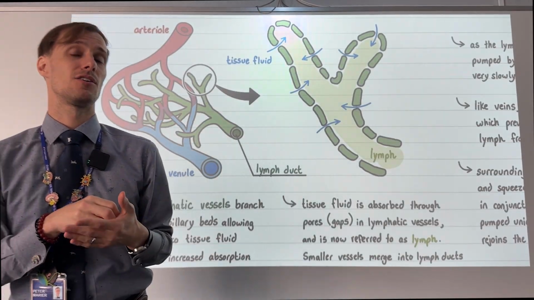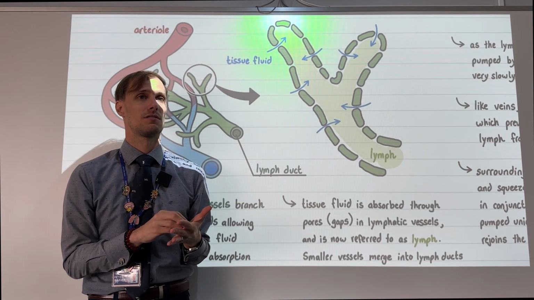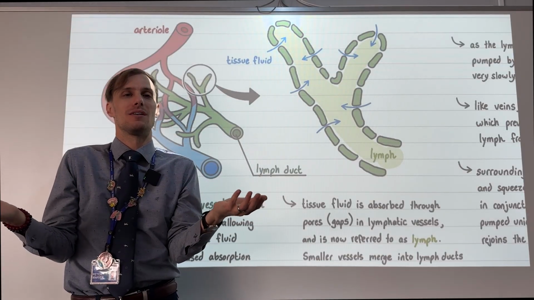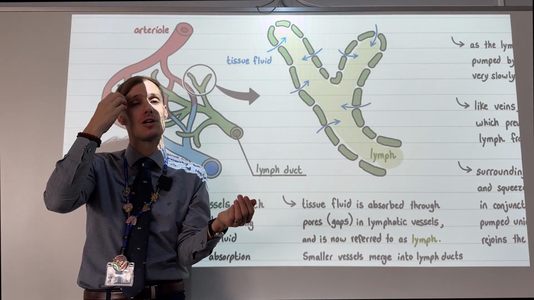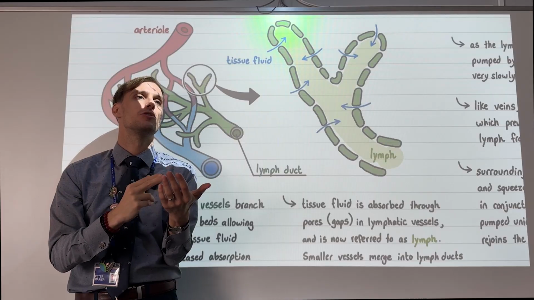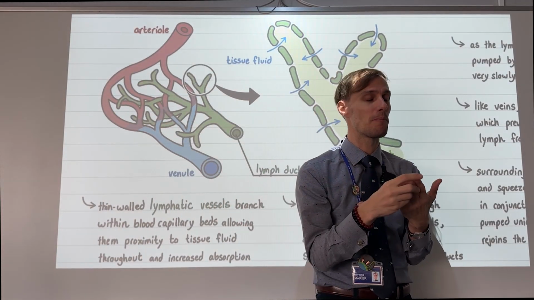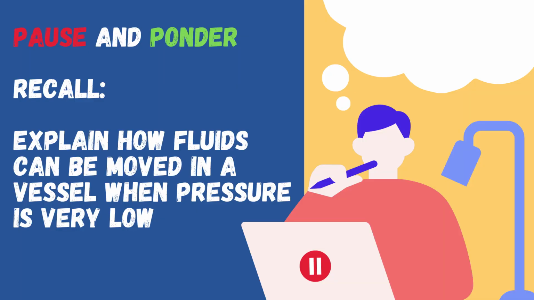Now, let's consider how fluid might move differently in a lymphatic vessel. The lymphatic vessel is not connected to the heart. So, how do we move something? Let's think back. Question: how can we help move fluid through a tube when either we lack a pump or the pumping pressure is very, very low?